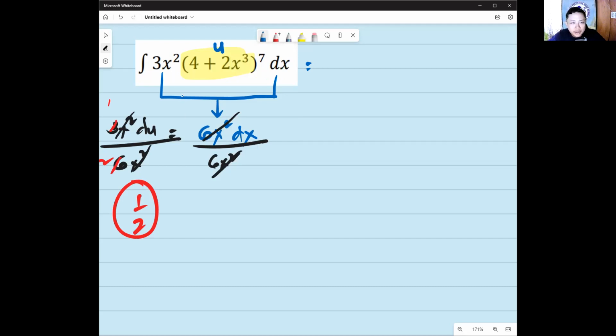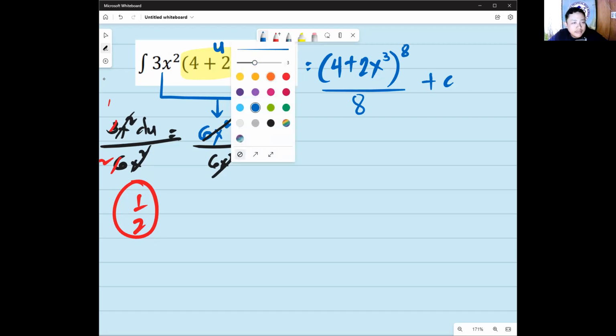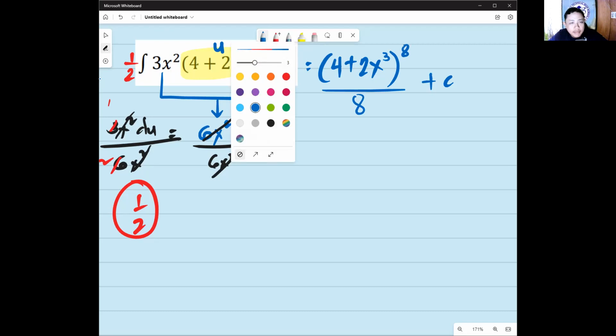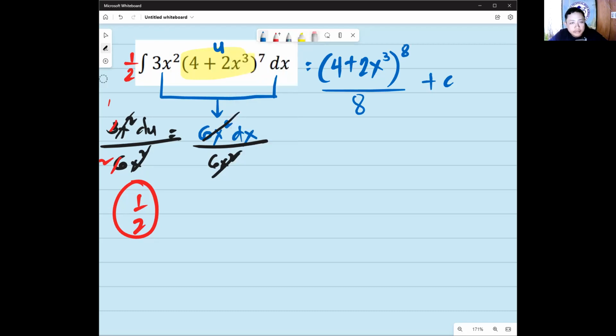So our u is 4 plus 2x cubed raised to 7 plus 1, 8 over 8 plus c. And of course, there should also be something here. Don't forget the 1/2 here, okay? 1/2, because the 1/2 is included. 1/2 before your integral symbol. Okay? And so that simply means that there should be 1/2 here waiting. Okay? This is it. This 1/2 is this 1/2.